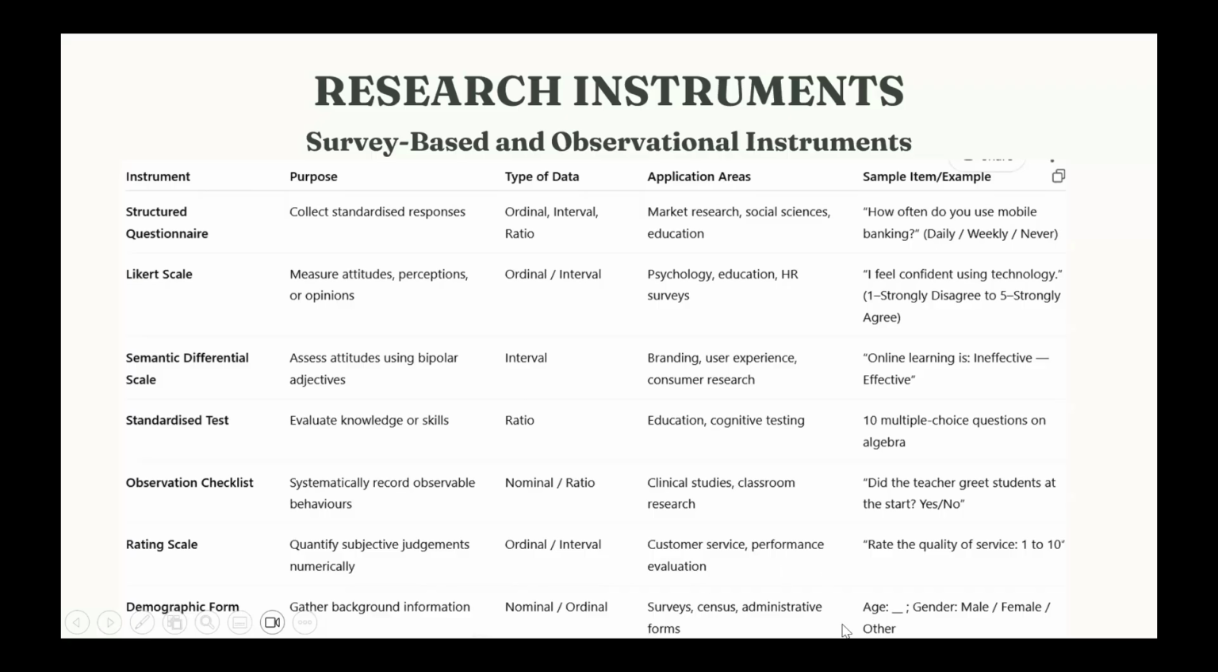This is not okay. Wait, the next one on demographic, is this ordinal or nominal? I want to gather background information. I want to know your age. I want to know your gender.